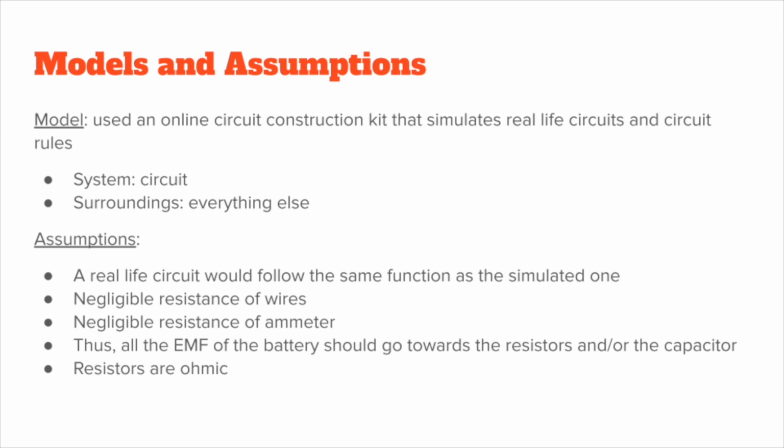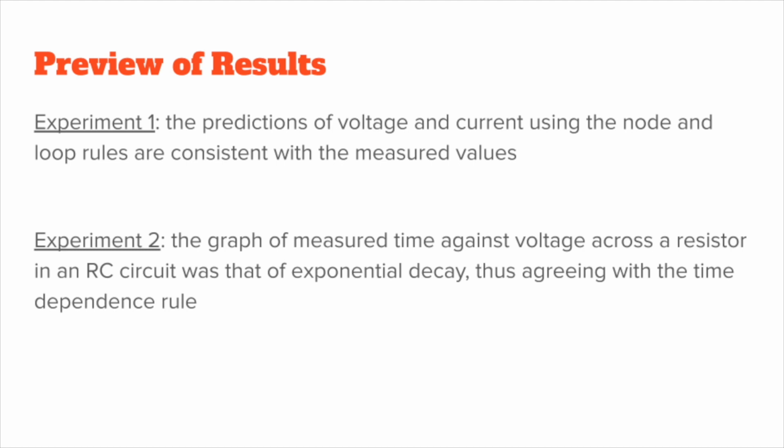So the model that I'm going to be using is an online circuit construction kit that simulates real-life circuits and circuit rules. And so we would assume that it has the same function as a real-life circuit. And thus there is negligible resistance of wires, negligible resistance of the ammeter, and all the EMF of the battery should go towards the resistors, which are ohmic. So a preview of the results is that in the first experiment, the predictions line up with the observed values. And in experiment 2, the graph of measured time against voltage was that of exponential decay.